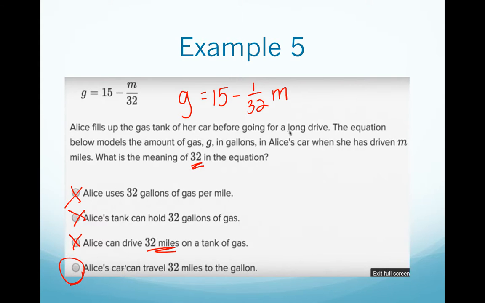If we were just talking about things being reasonable or unreasonable, we then would be left with this choice here. It would be reasonable to think that the gas tank could potentially hold 32 gallons of gas. It's a pretty big gas tank, but it could happen. And then this other one here at the bottom.